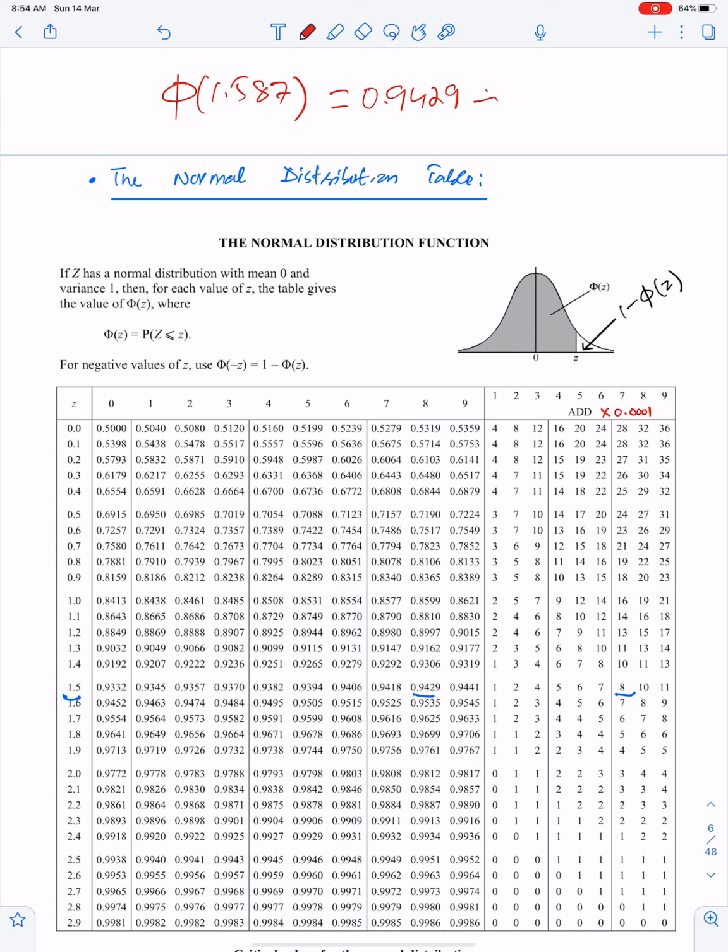0.9429 plus 0.0001 times 8. The answer will be 0.9437, I guess, which is approximately 0.944 in three significant figures. This is the way to read the table for phi.